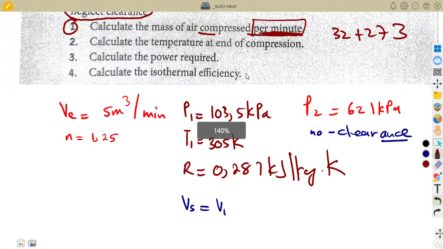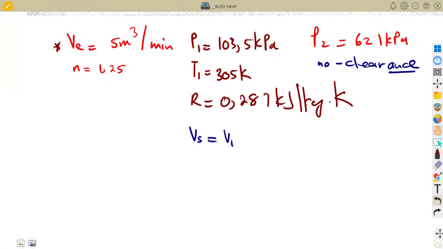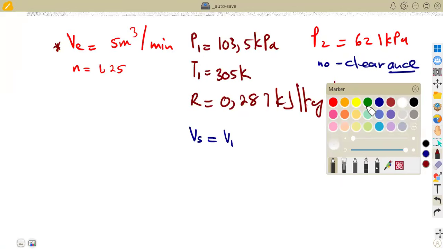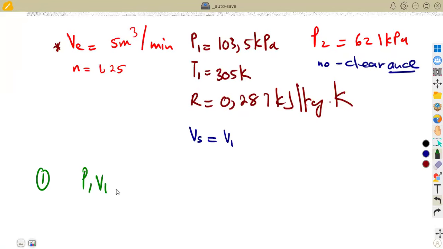What is it? You are supposed to calculate this from the inlet, but using the effective volume, because it is the one that carries the per unit time. Remember, guys, I talked about this in the introduction. I said these two can be related. P1 V1 is equal to mRT1. But if I use this as cubic meters, and this as kilograms, where V1 is the swept volume.